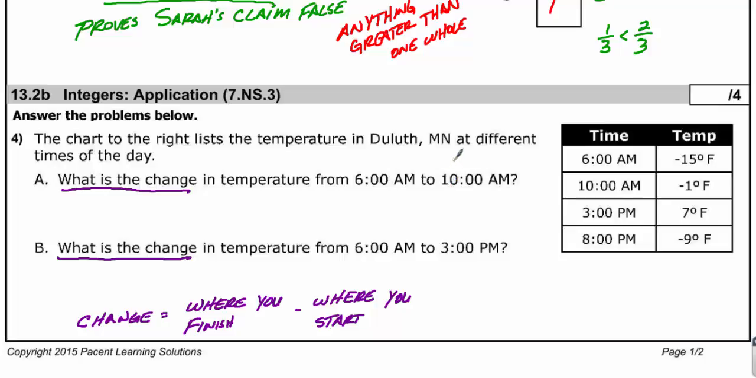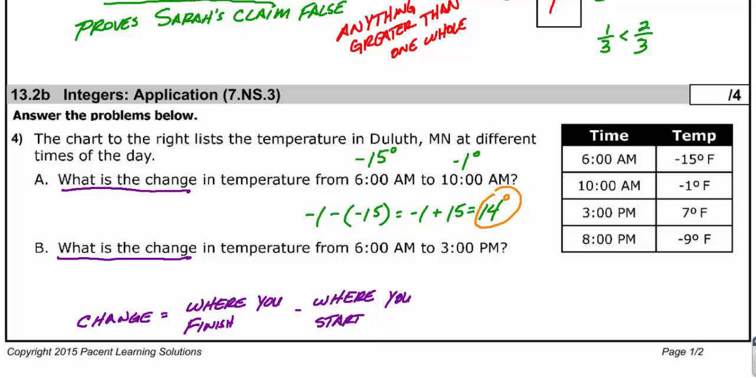The change is going to be the difference between where you finish. At 10 a.m. it is -1 degree, and at 6 a.m. it is negative 15 degrees. And negative 1 minus negative 15 is equal to negative 1 plus positive 15. Remember, subtracting a negative is like adding a positive. This is our integer work. And that gives you 14. And 14 degrees is the change between 6 and 10.